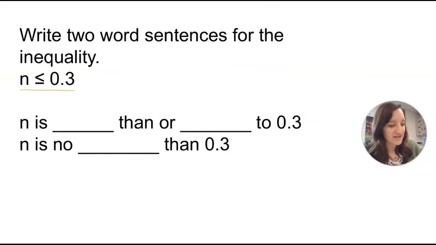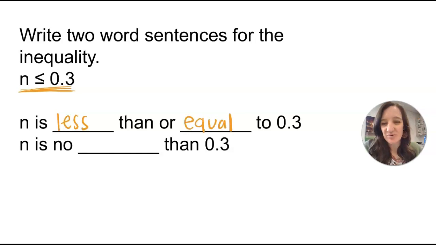All right, we have an inequality right here. How could we say this as we were reading it? Well, we could say that N is less than or equal to 0.3, couldn't we? Or we could also say N is no more than 0.3. And you're like, how can it be less and more at the same time? Yeah, because this is "no more than," and no more than is the same thing as less than or equal to. It's like the opposite, right?